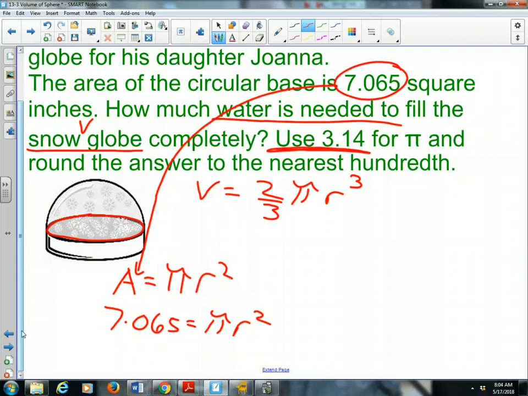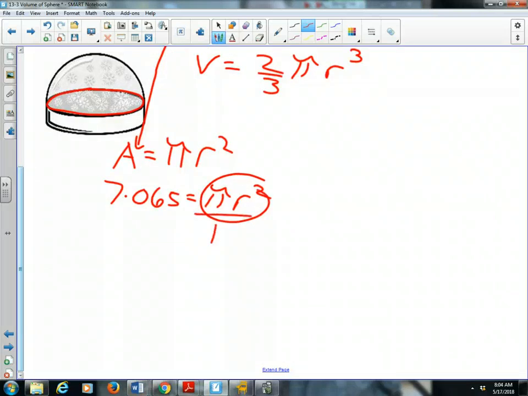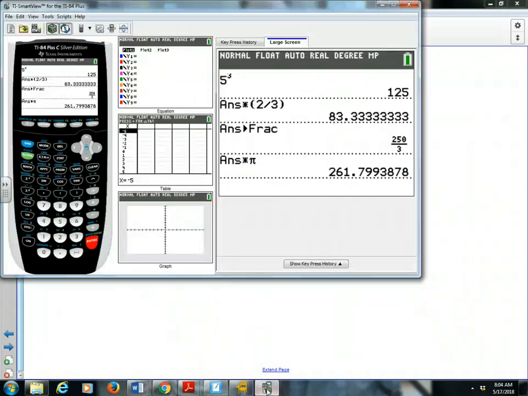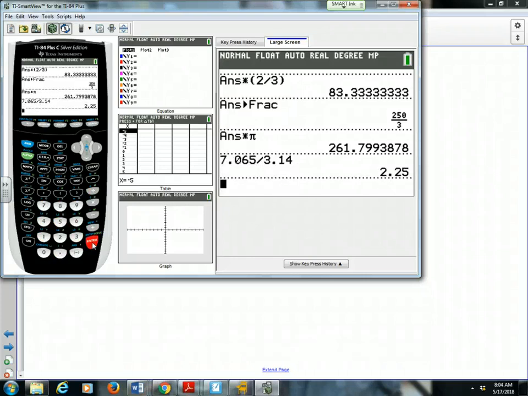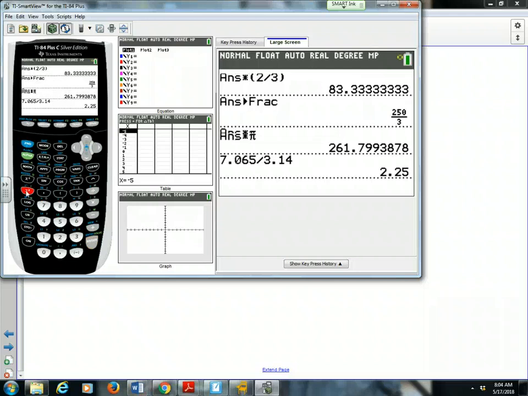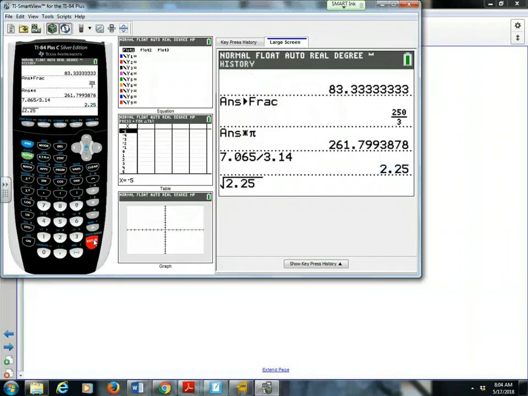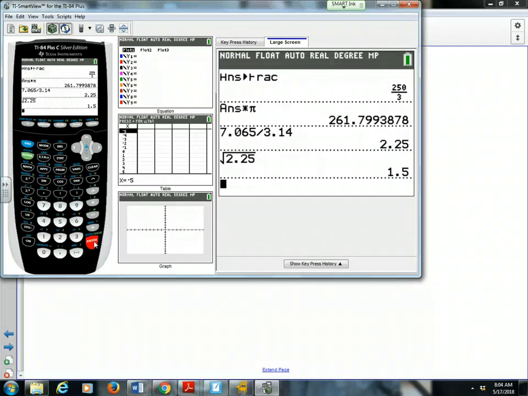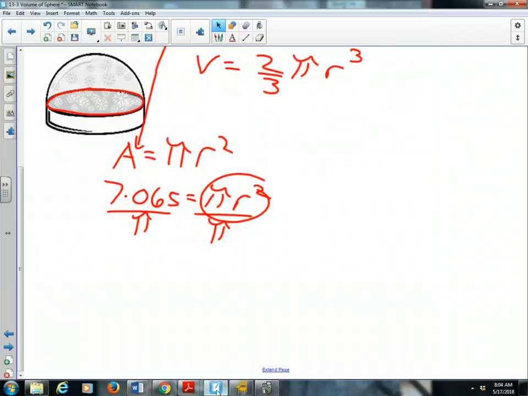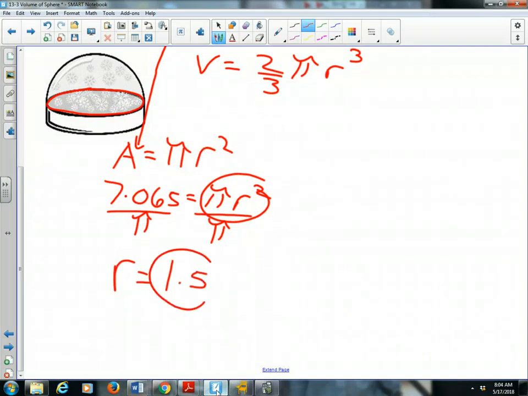So let's now solve for the radius. I'm going to divide both sides by pi, which in this case is 3.14. So 7.065 divided by 3.14 equals r squared. 2.25 equals r squared. So if I square root this, I would get my radius. The square root of 2.25, my radius is 1.5. The radius equals 1.5. So if my radius equals 1.5, I can now find the volume of the hemisphere.